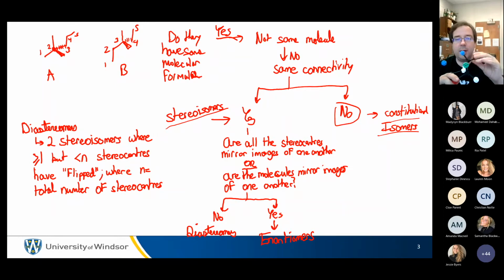Apparently I can't hold a pen and two molecules in my hands at the same time. You ever wish you were an octopus?